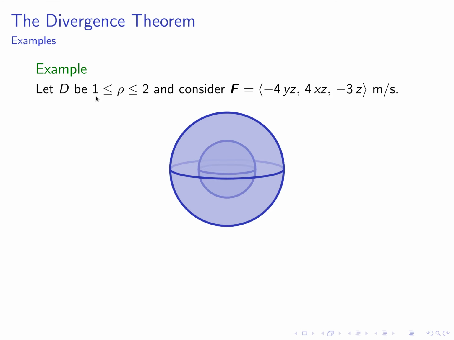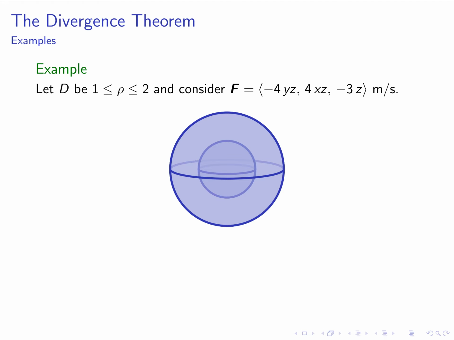the region between the unit sphere and the sphere of radius 2. And we were studying there the vector field given in coordinates by -4yz, 4xz, and -3z. And here the units are velocity units, meters per second.